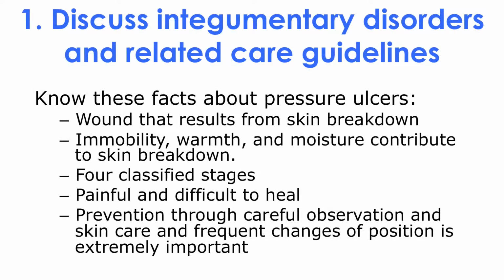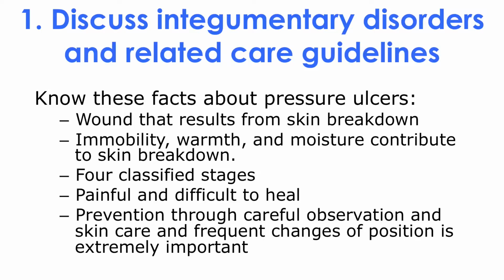Okay, so let's go ahead and talk about some of the disorders related to the integumentary system. So what is the integumentary system? It's your skin, okay? So let's know some facts about pressure ulcers because this is one of the big skin conditions that occurs to a lot of elderly people. Okay, so a pressure ulcer is a wound that results from skin breakdown. Okay, so immobility, warmth, and moisture is what will contribute to skin breakdown.